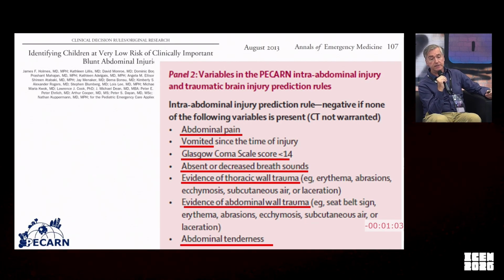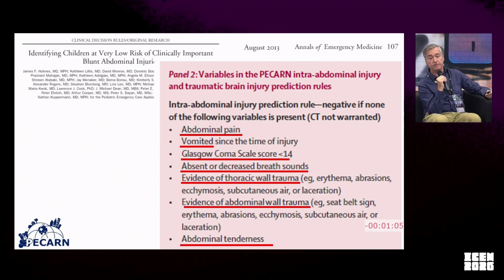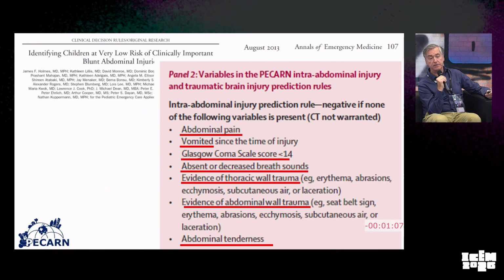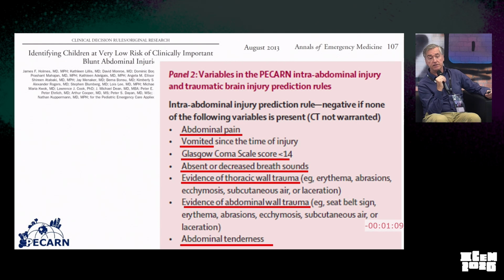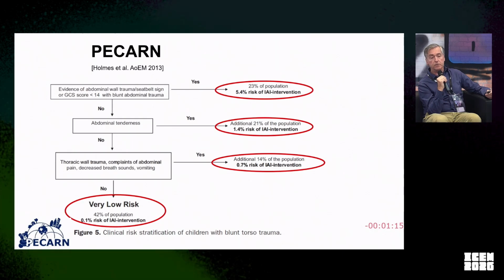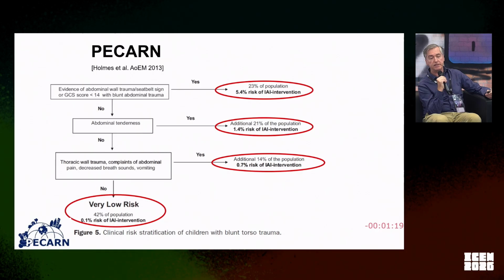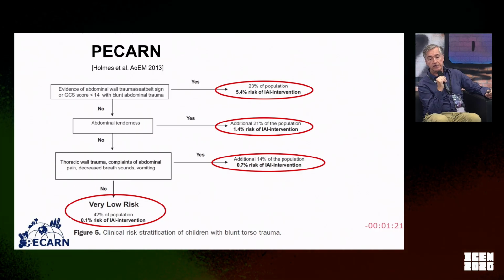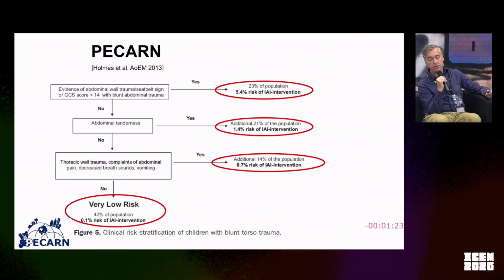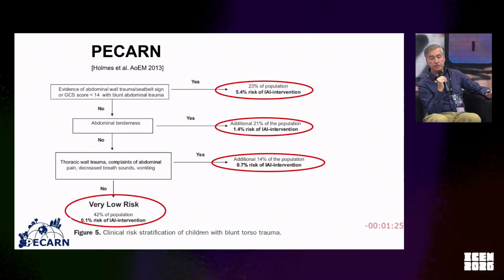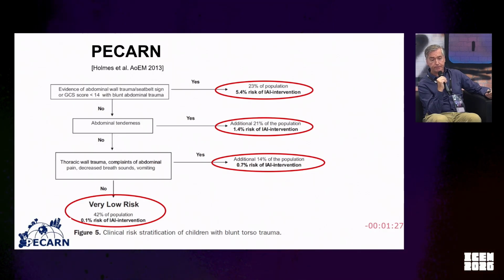if you look at that list, abdominal pain, vomiting, GCS of less than 14, absent or decreased breath sounds, evidence of thoracic wall trauma, evidence of abdominal wall trauma, abdominal tenderness. If all of these were negative, the patient had a very low risk, a 0.1% risk of intra-abdominal injury requiring intervention, and therefore didn't require imaging.